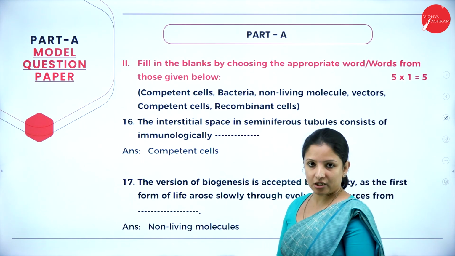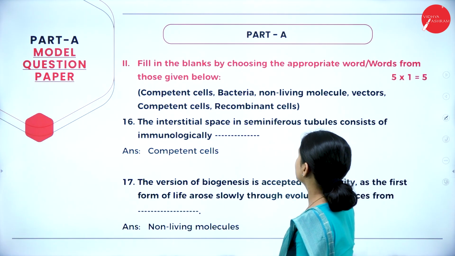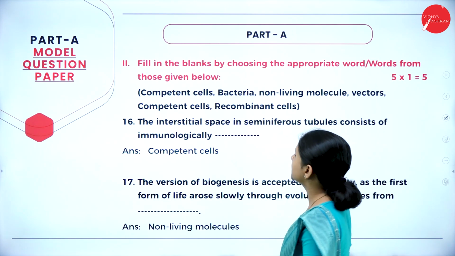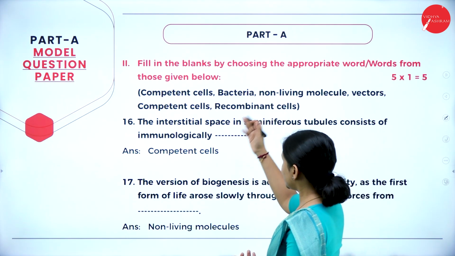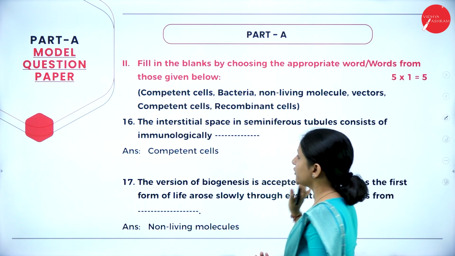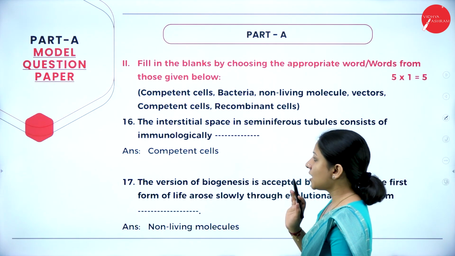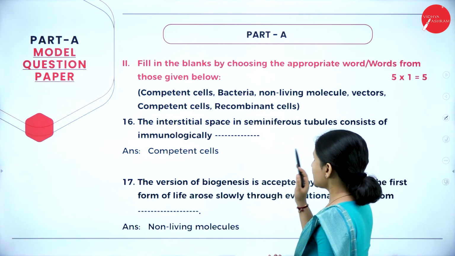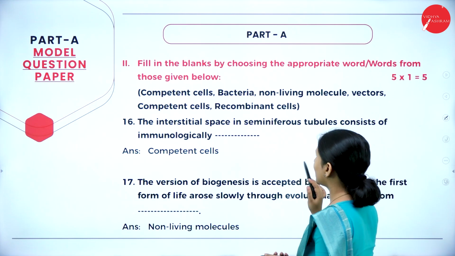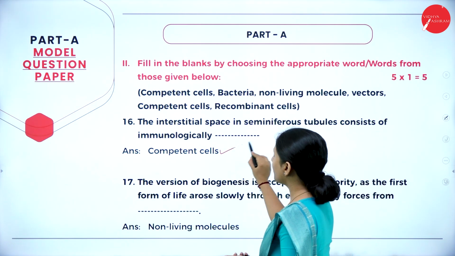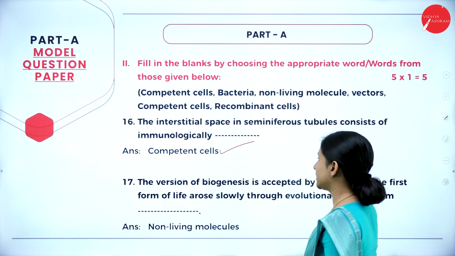So we'll move to the second main of part A, that is fill in the blanks by choosing the appropriate word or words from those given below. They have already given the words in the bracket here. We need to fill in with the appropriate answers. The interstitial space in seminiferous tubule consists of immunologically competent cells. So we call them competent cells.